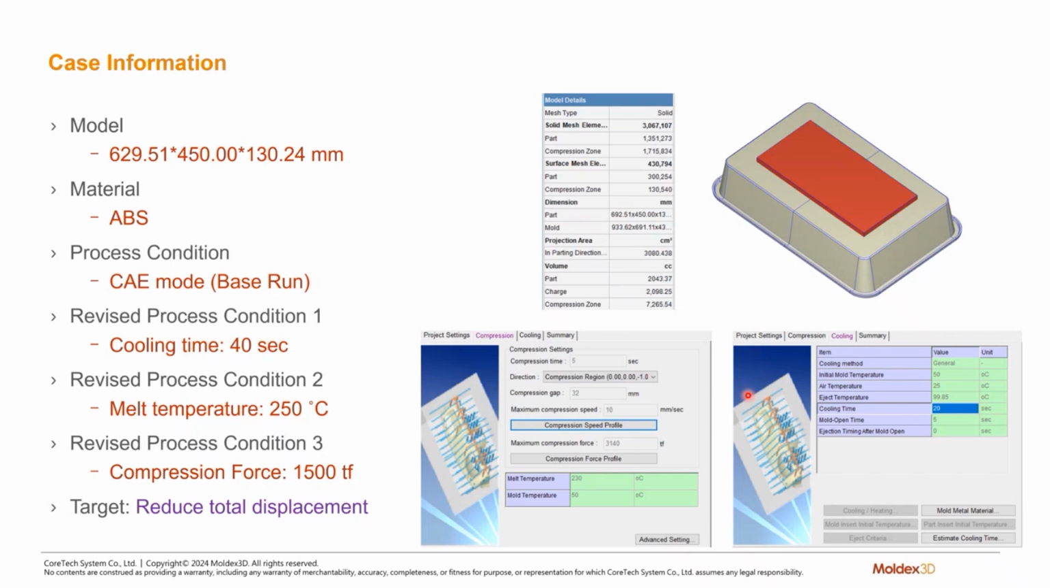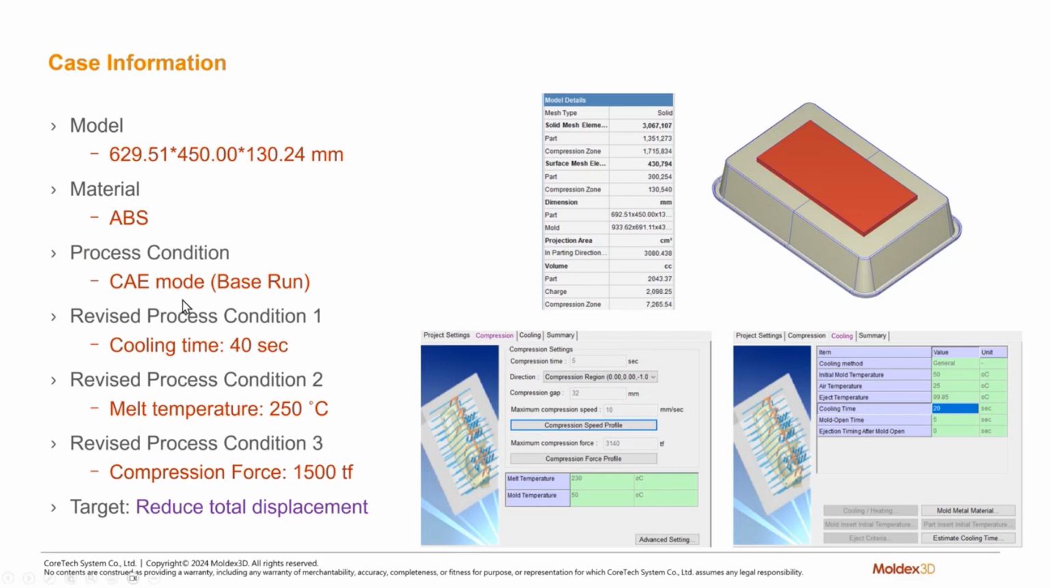This is the last topic, a simple case study. Here we use a simple case to show you how we use the Moldex3D compression molding module to do the simulation. This is the model information. In this case, we use ABS material, and we also use the CAE mode and the default process condition as the base run. As I mentioned in the previous slide, my target is to reduce total displacement. So how can I change the parameters to reduce the total displacement?